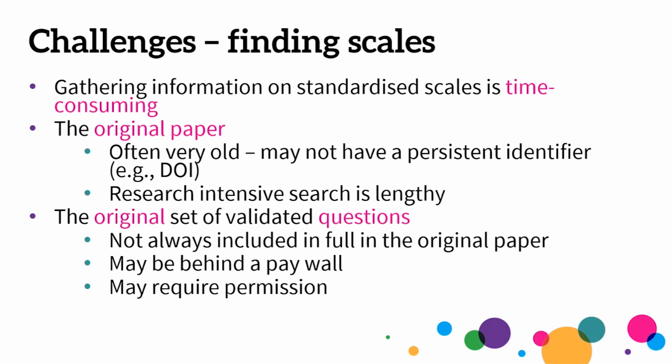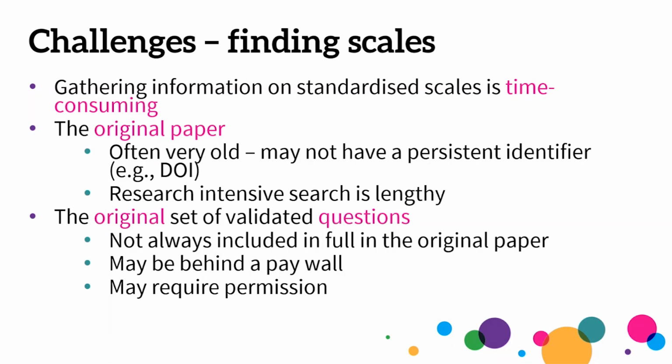There are also challenges of using standardized scales. In primary research especially, finding the scales in the first place is a big challenge. That's because gathering information is very time consuming. Some scales are old and they may not have a persistent identifier, which makes it extra hard to find the papers. Even with a persistent identifier, the process is lengthy and research intensive, as the first paper that one finds is often not the original paper.